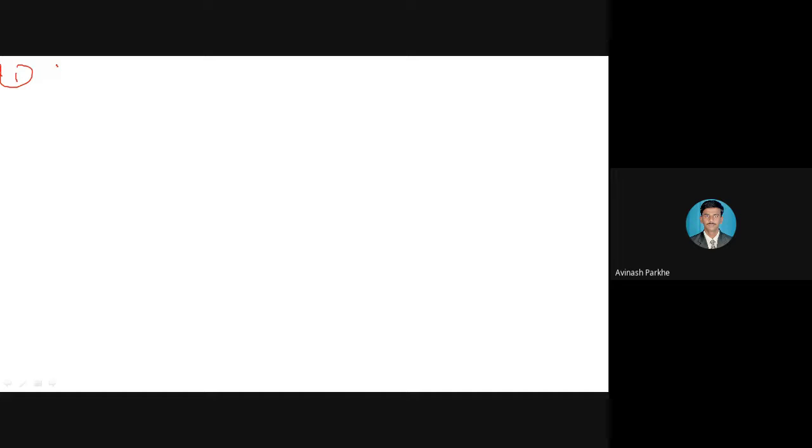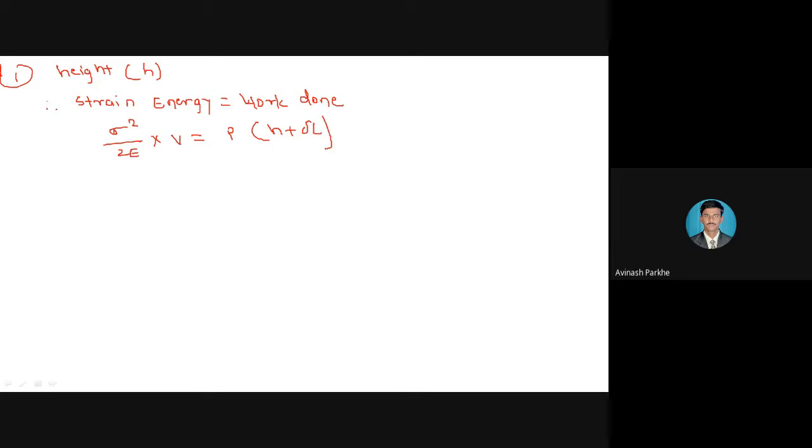If height we have to calculate, which is indicated by small h, therefore we have the strain energy. Strain energy is equal to work done. So what is the strain energy formula? Sigma square upon 2E into volume is equal to work done, which is equal to P in bracket H plus delta L.